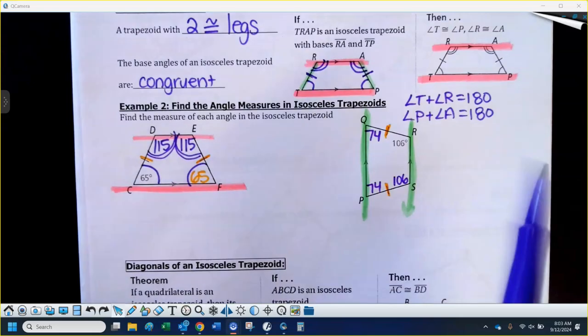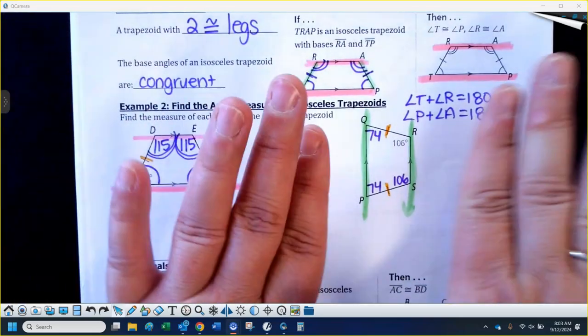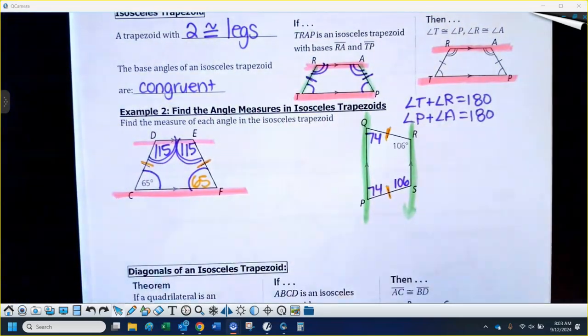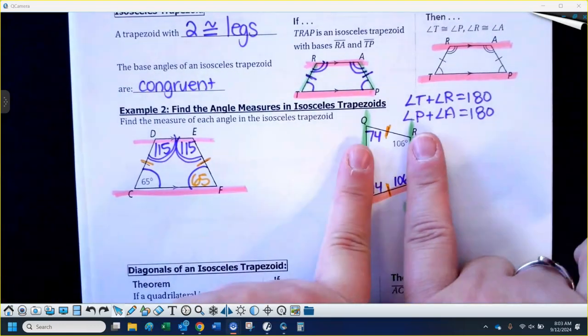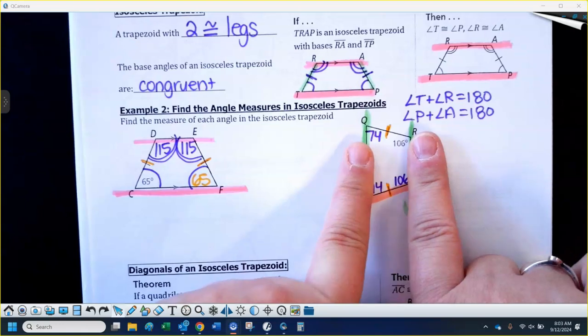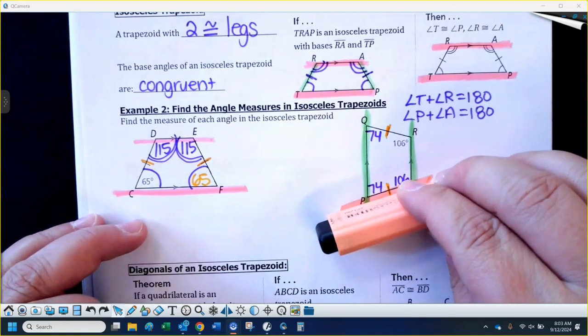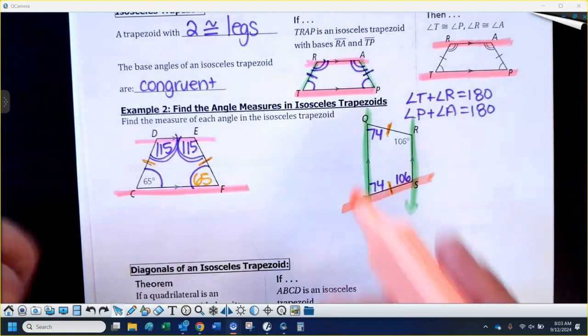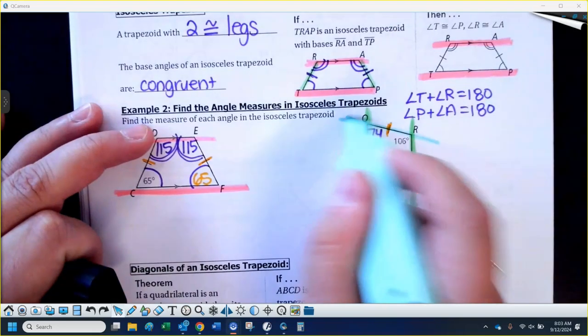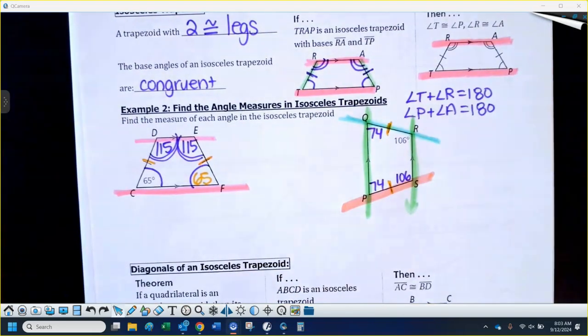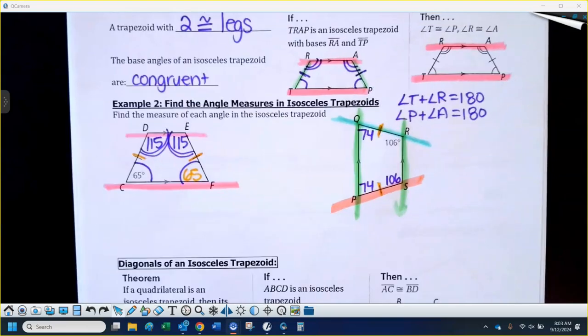All right, now, I know this is turned differently, but in this case, your same side interior, S and P, they're in between the parallel lines for the bases, and the transversal would be the legs, so those add up to 180. Same thing. These, the 74 and 106, add up to 180. It's just kind of turned differently. Does anybody have a question?